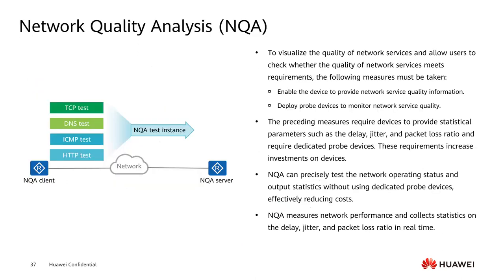Okay, and then NQA, network quality analysis. NQA measures the performance of various protocols running on the network, which can help users collect statistics about network operation in real time. And according to the statistics, NQA can work with, for example, BFD or static routes, to change the network accordingly.